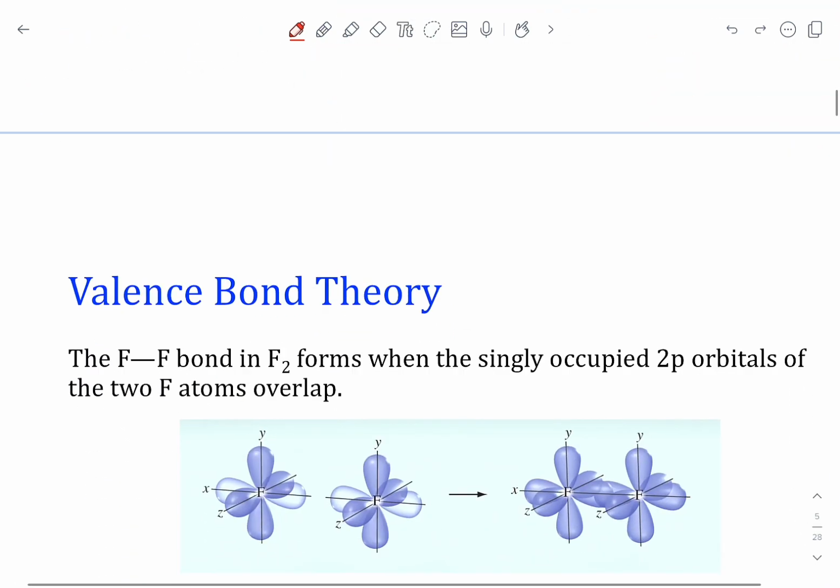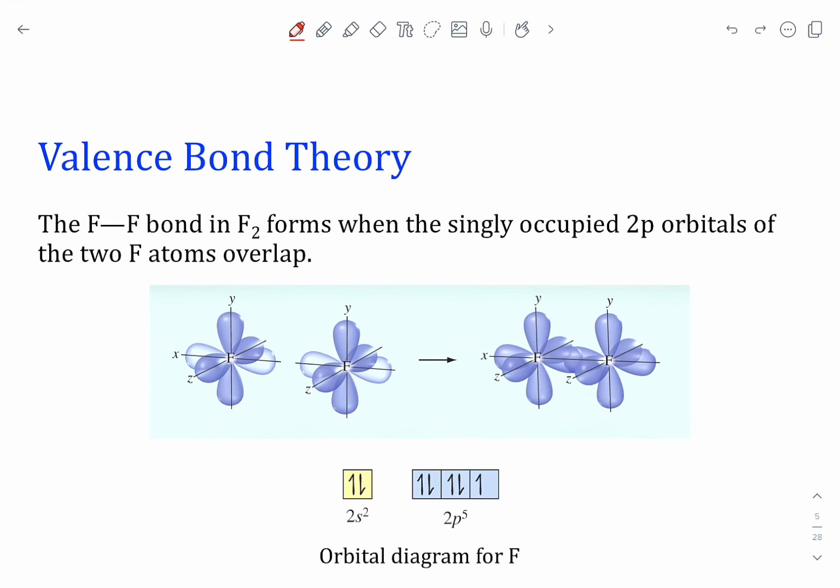We also have our example again of our fluorine orbitals. So the F-F single bond in F2 forms when a singly occupied 2p orbital of each F atom overlaps. So we just looked at that in our very first slide not too long ago. So we see that there's that unpaired electron. When it goes to the other fluorine, we're just going to say that the other electron has opposite spin. They're going to switch their spin in order to pair up, okay? And that is going to be more energetically favorable.